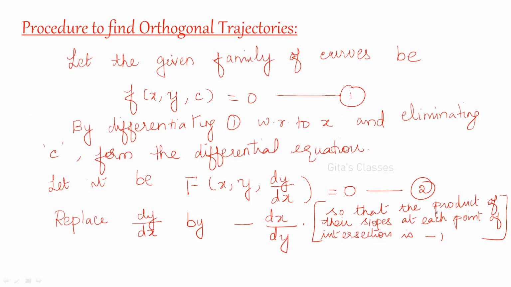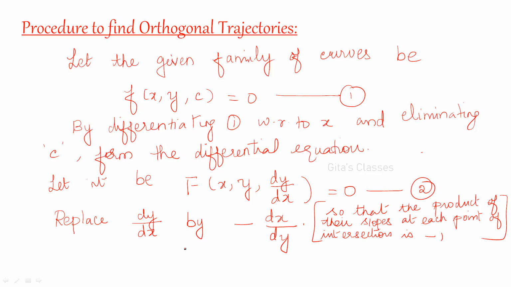So what is the procedure? F of x comma y comma c will be given. This is the given family. You have to differentiate and eliminate the constant c and form the differential equation of first order. This is our differential equation of the given family. Replace dy by dx with minus dx by dy. Why like that? It is actually minus 1 by dy by dx. That only we have written as minus dx by dy. Why? So that the product of their slopes at each point of intersection is minus 1.